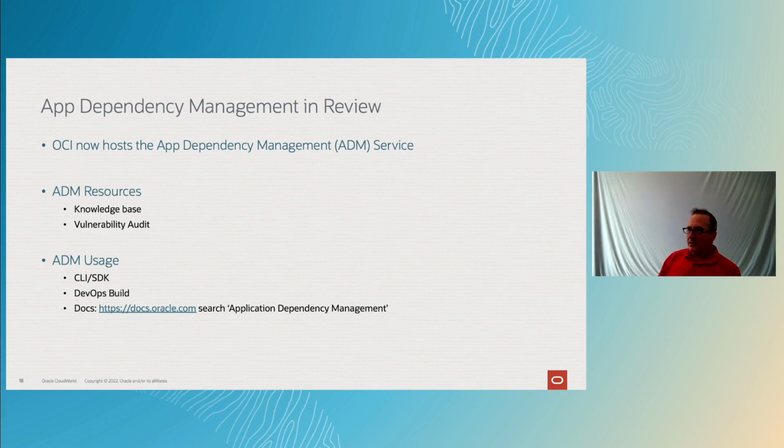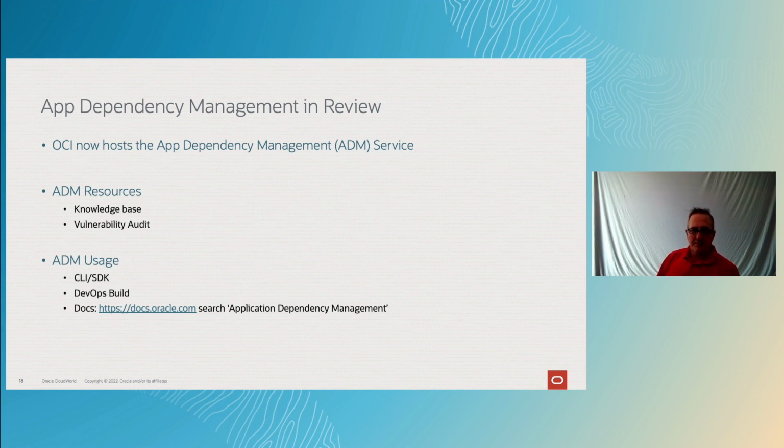Okay, so that brings us to the end. To review what I've gone over, we have introduced the App Dependency Management Service, ADM. It became publicly available in May. It is free to use. We can analyze and give you vulnerability audits for all your Java dependencies based on NVD and our own knowledge-based curation. You can use ADM through the console, but we also have full support in the CLI and SDK.